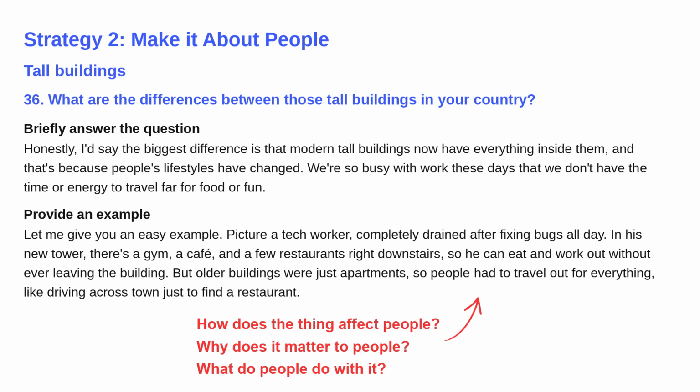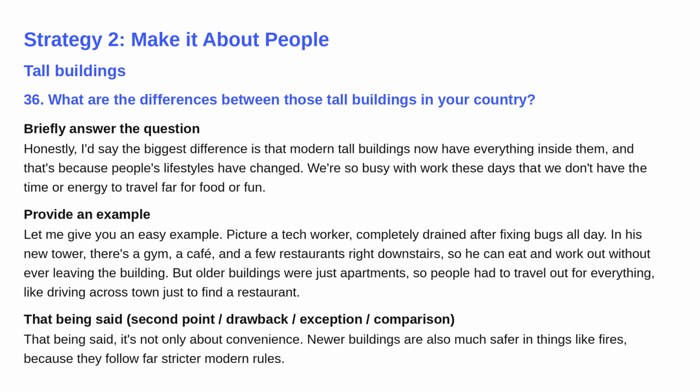Picture a tech worker, completely drained after fixing bugs all day. In his new tower, there's a gym, a cafe, and a few restaurants right downstairs, so he can eat and work out without ever leaving the building. But older buildings were just apartments, so people had to travel out for everything, like driving across town just to find a restaurant. That being said, it's not only about convenience. Newer buildings are also much safer in things like fires because they follow far stricter modern rules.